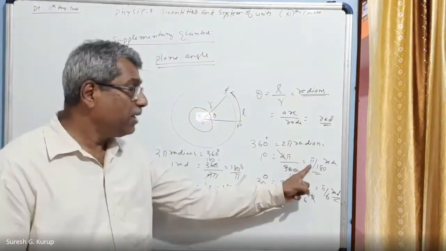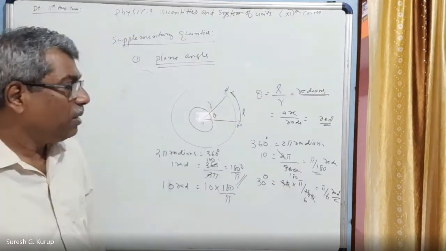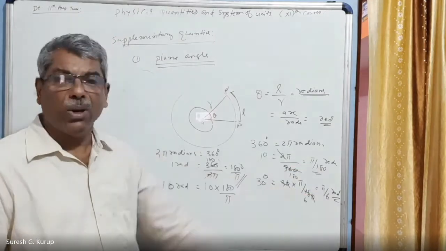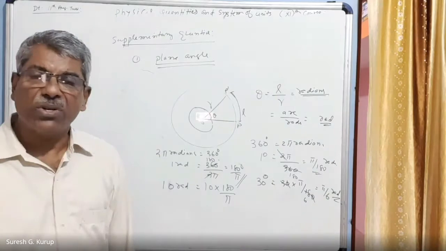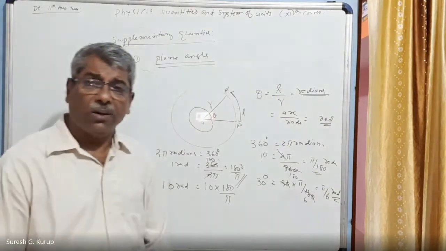In this case, degree to radians, what will you write? You will multiply with pi by 180. This is the conversion of radians and degrees. Very important. And go through this.